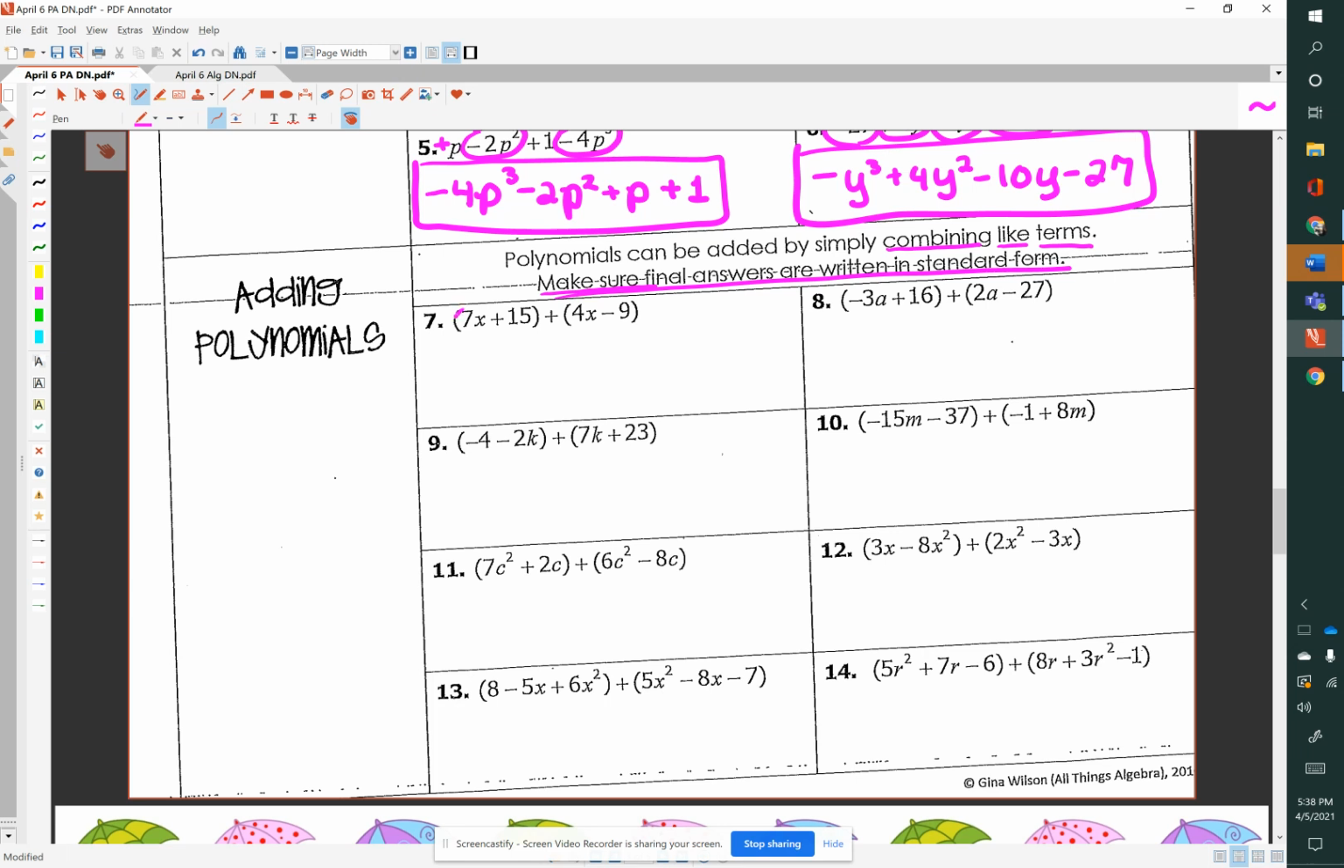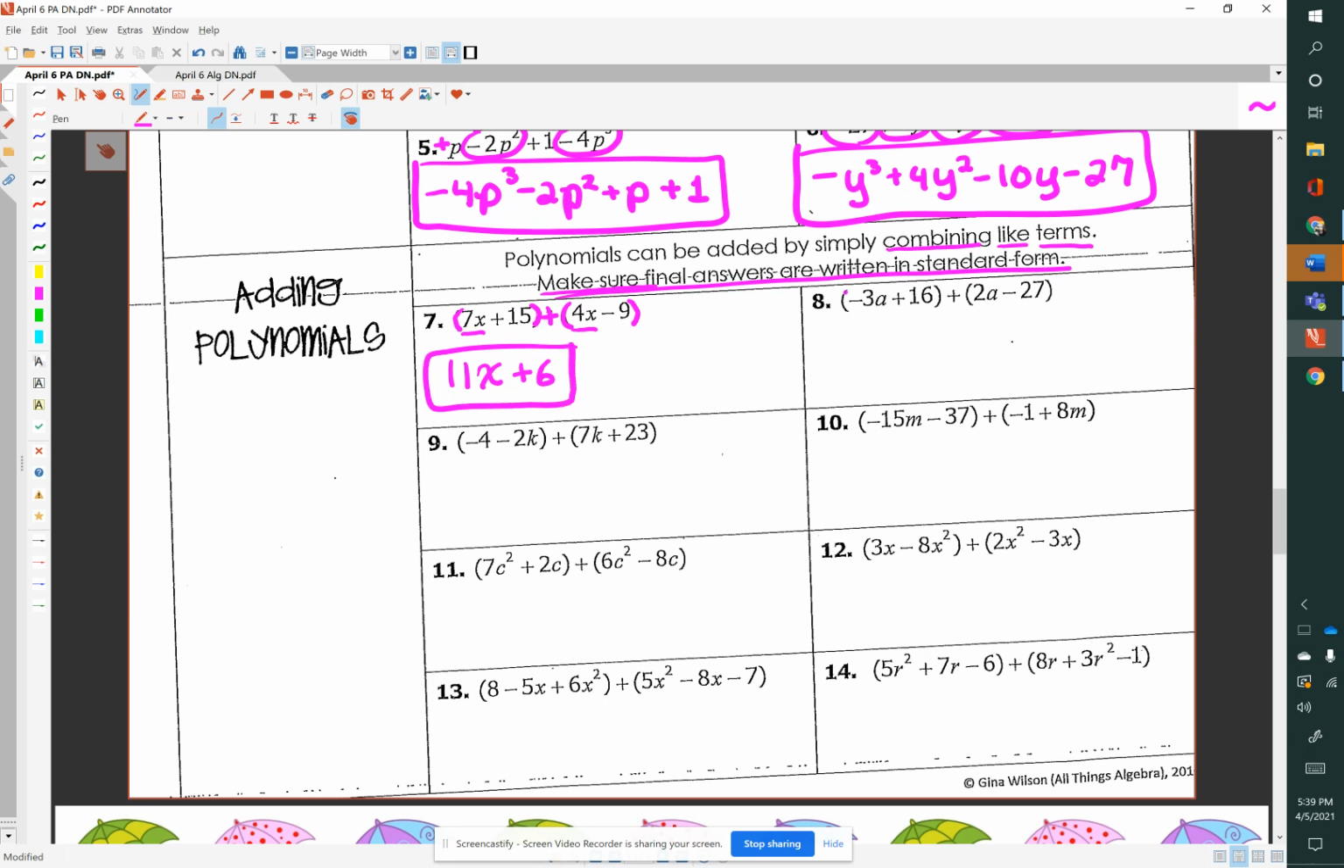So here we have the quantity of 7x plus 15, and we're adding the quantity of 4x minus 9. So 7x plus 4x is 11x, and then 15 minus 9, so it's 15 plus a negative 9, which is the same as 15 minus 9, which is positive 6. And that's our final answer.